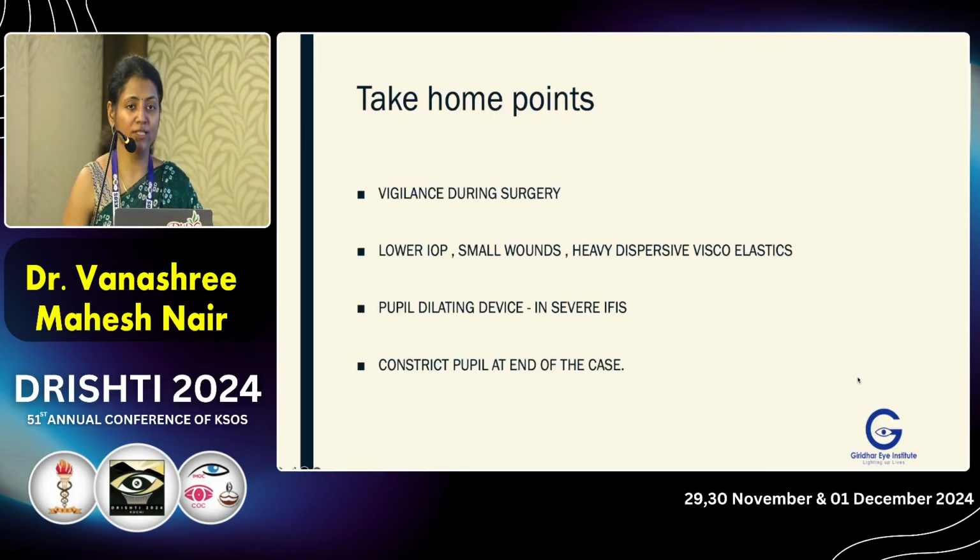So the take-home points are that you need to be vigilant that IFIS can present anytime. Use lower IOP, smaller wounds, and use the dispersive viscoelastic to control the movements of the iris. If you're suspecting a severe IFIS, please use a pupil dilating device. You could use either of the rings, or even the hooks do very well. And constrict the pupil at the end because you don't want the iris popping out later in the postoperative period.